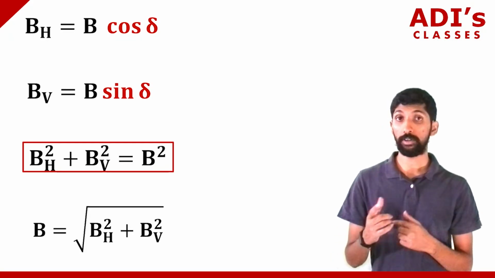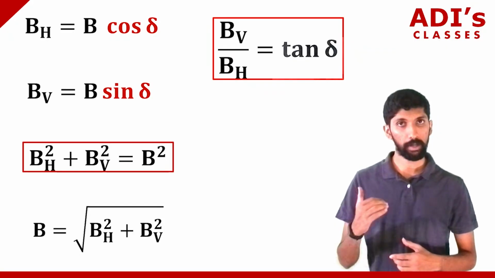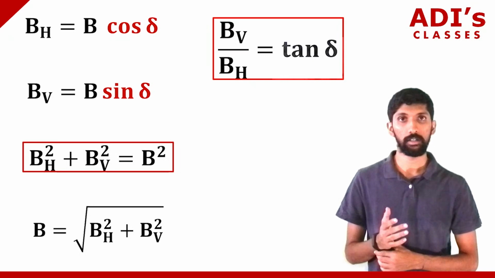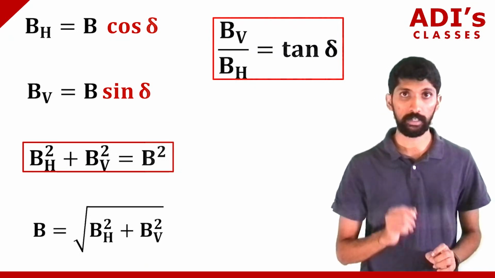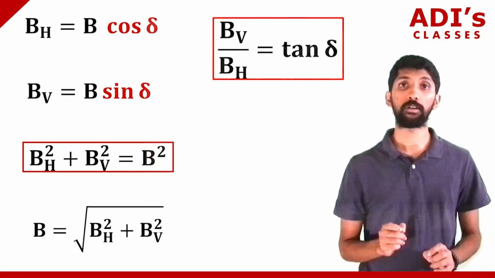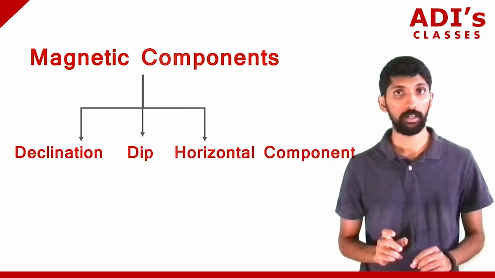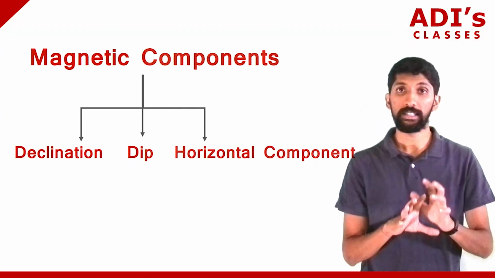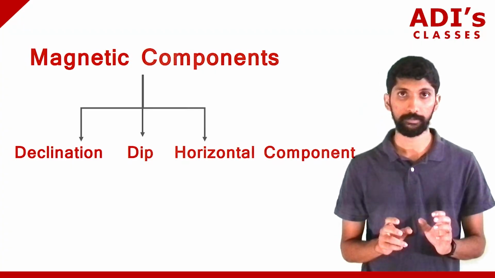Now if you take the ratio, that is BV by BH, it will give you tan delta. Using this particular formula, the tan delta formula, we can figure out the dip at that particular place. So dip and declination with the horizontal component make up the Earth's magnetic field at that particular point.